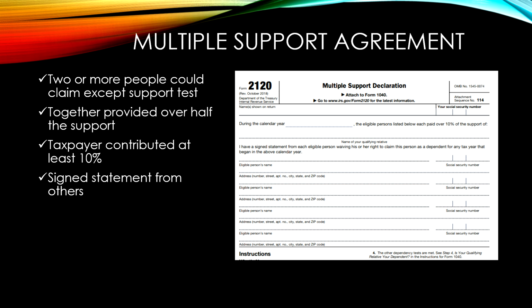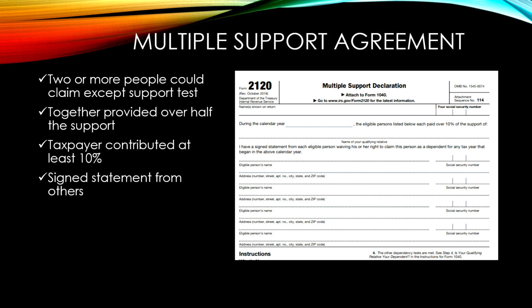And as promised, here is how a multiple support agreement works. And this is often in the case where siblings are supporting a parent together. They have some sort of agreement where more than one sibling contributes toward the support of a parent. In this case, two or more people could claim this person as a qualifying relative except for the support test. So they pass the relationship test and they pass the gross income test. It's just that support test.